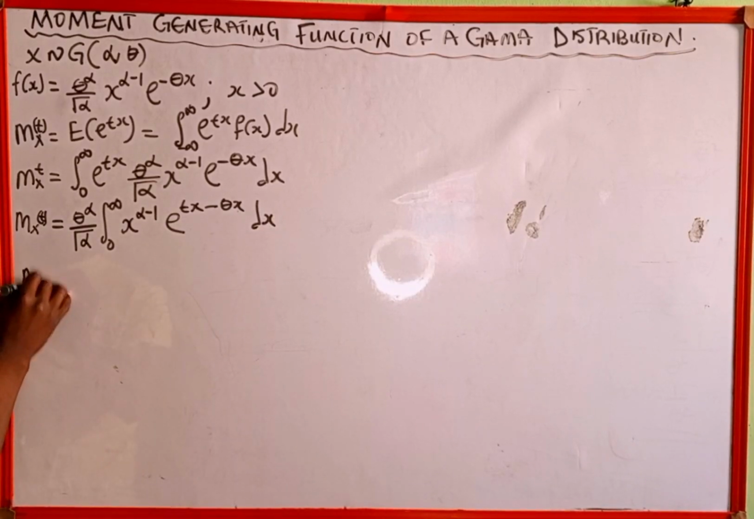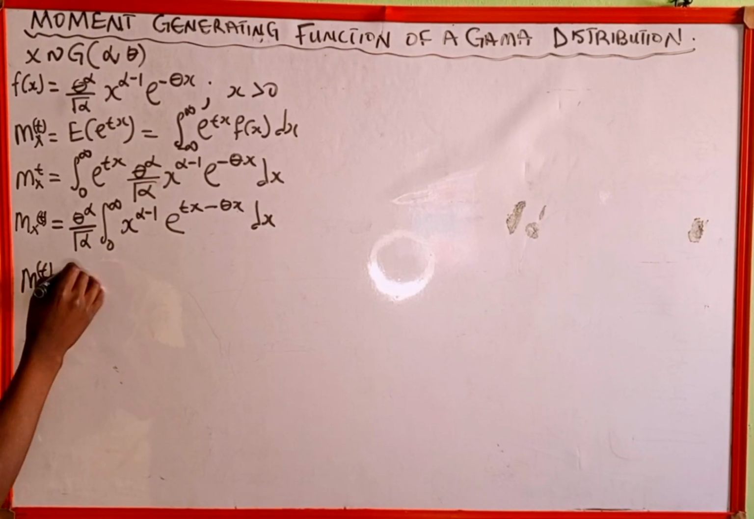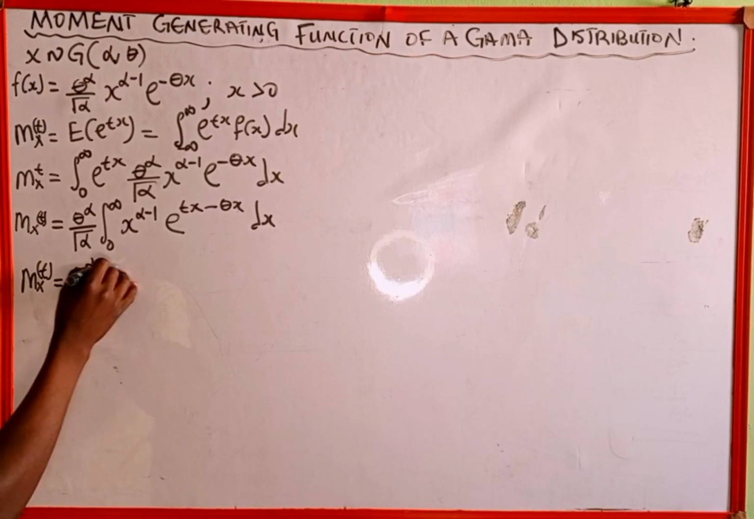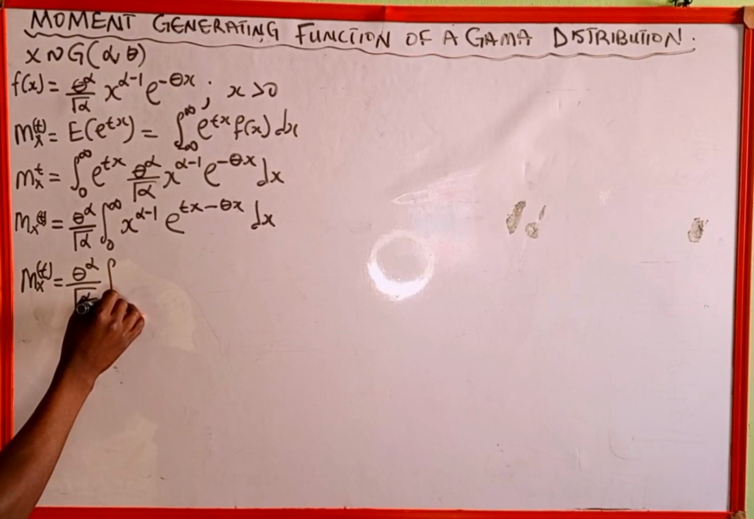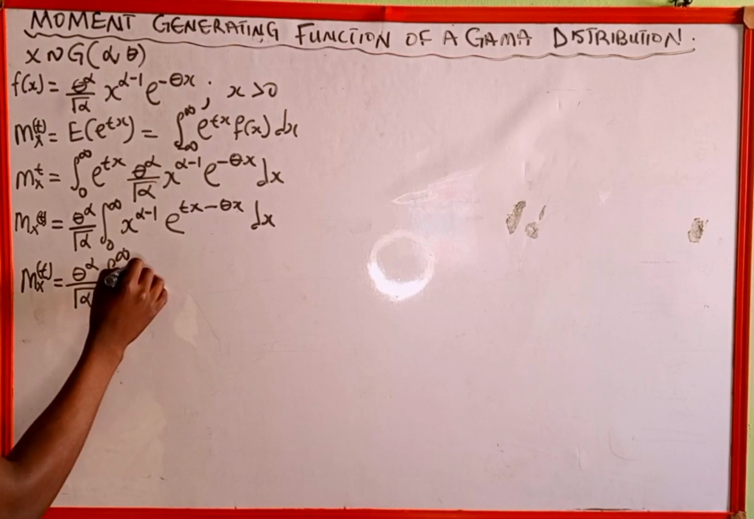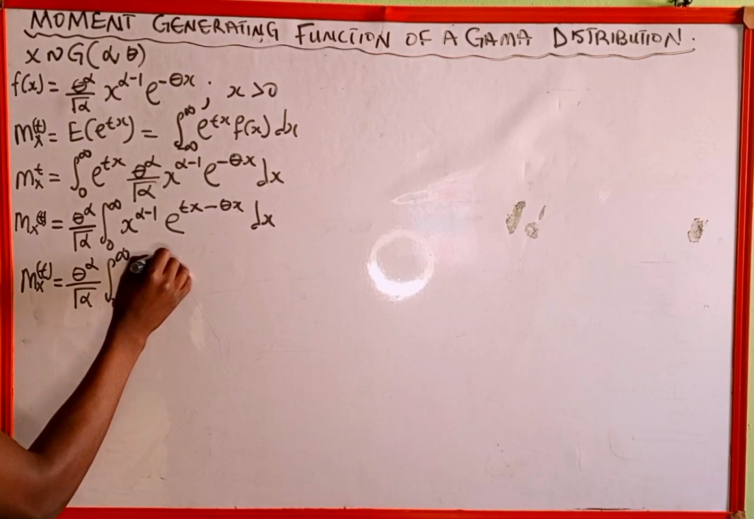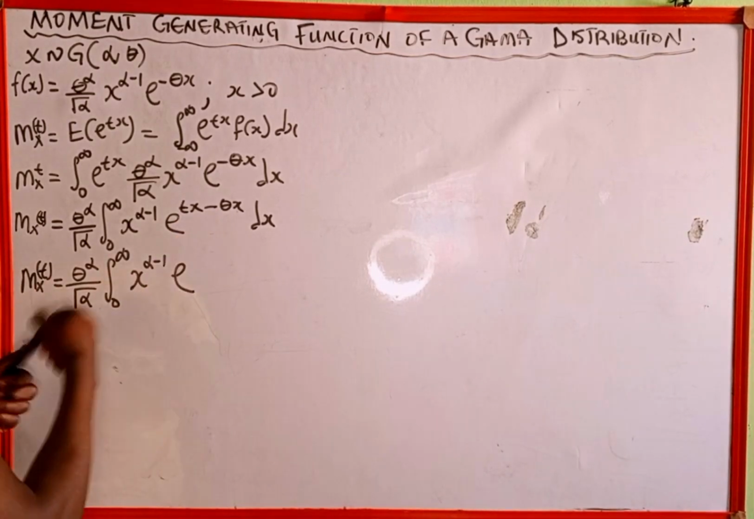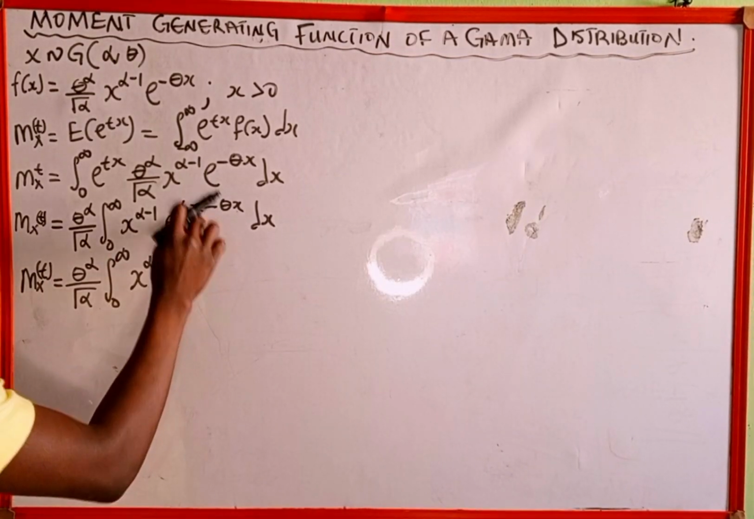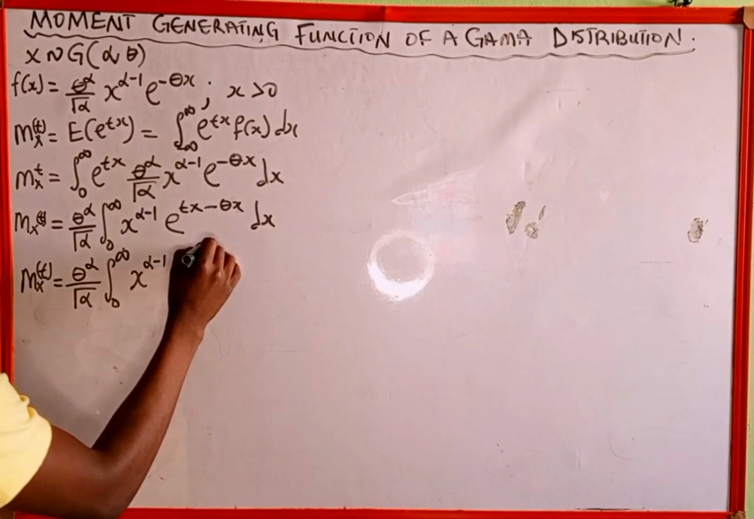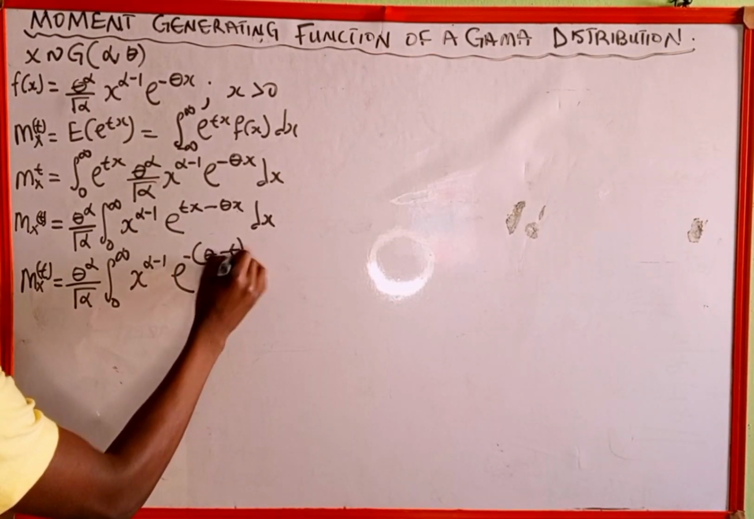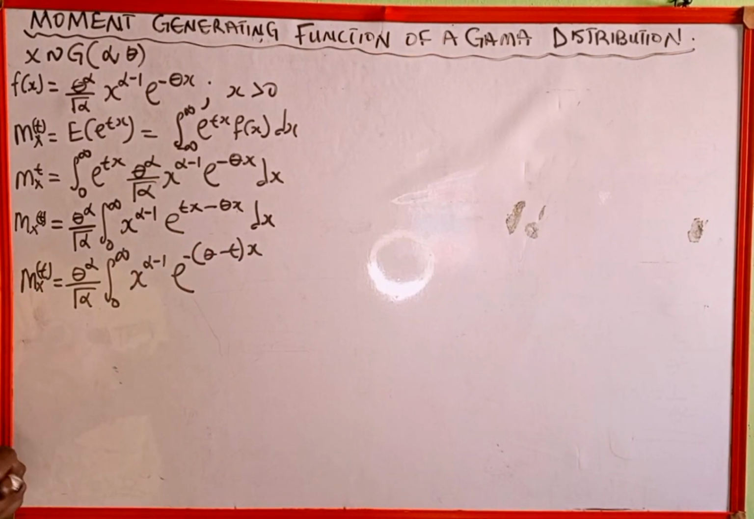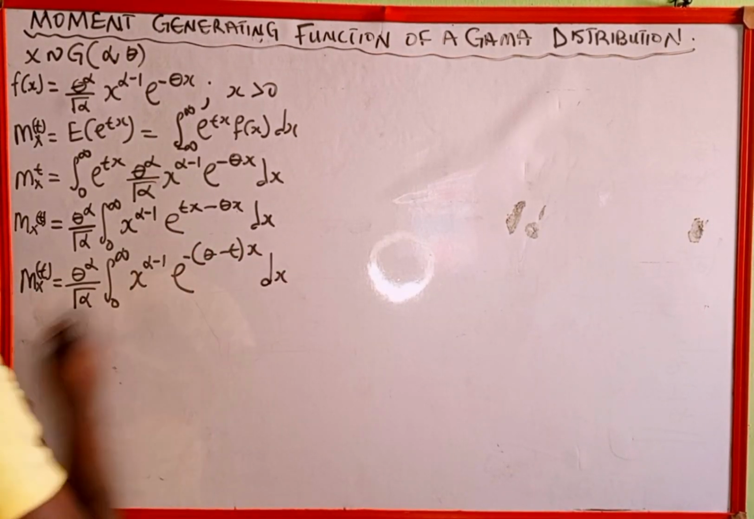So M sub X of t now will be equal to theta raised to the power of alpha all over gamma of alpha, integral from 0 to positive infinity, x to the power of alpha minus 1, then e raised to the power of, we're going to factor negative out, then we open bracket, also we factor x out. It's going to be theta minus t, then x. So when you expand this, it's going to give us tx minus theta x, with respect to x.